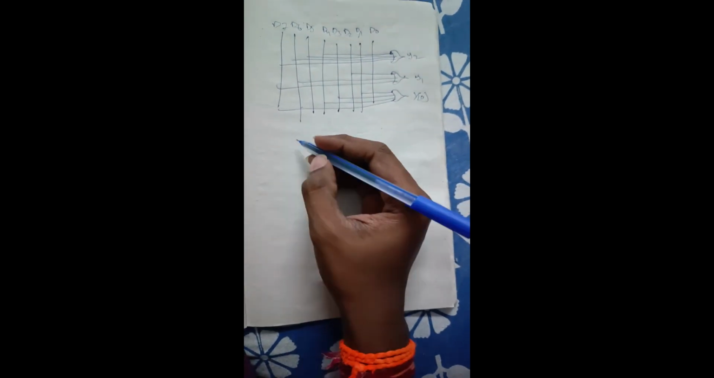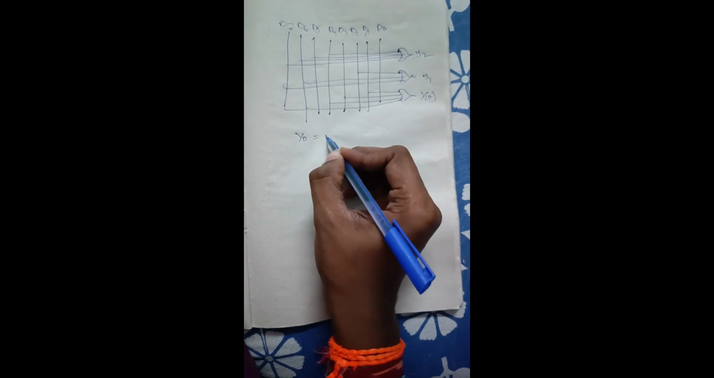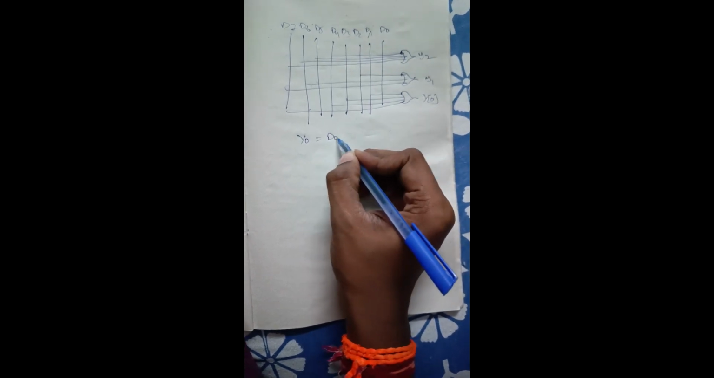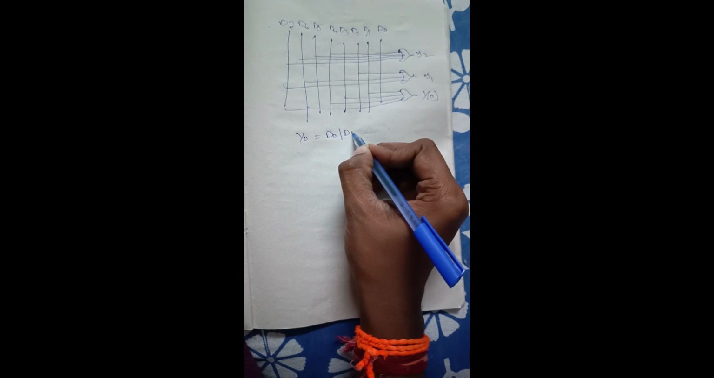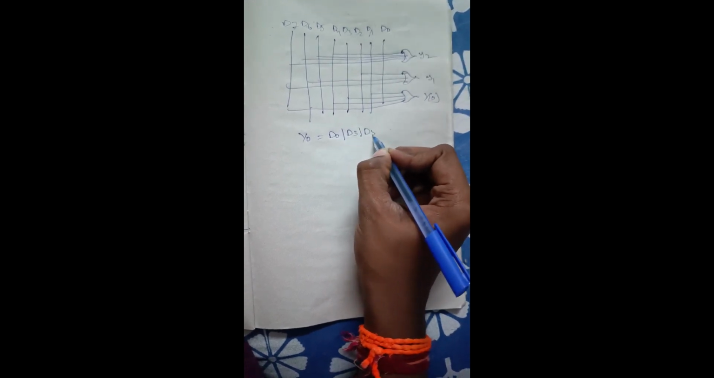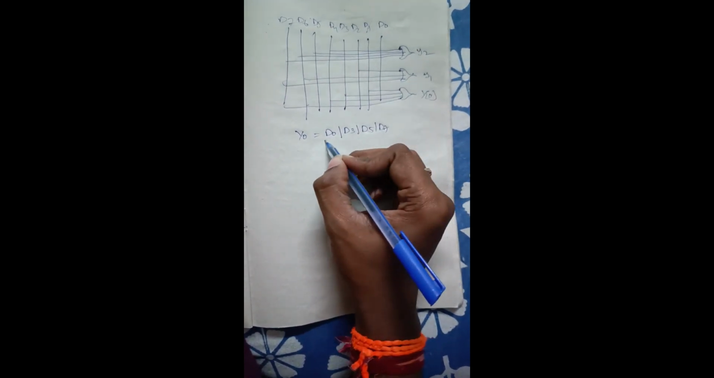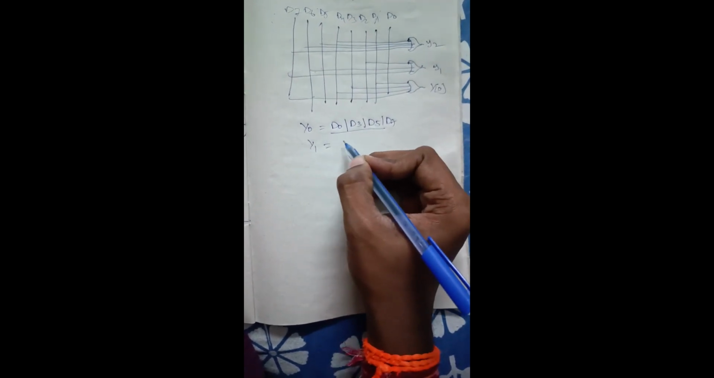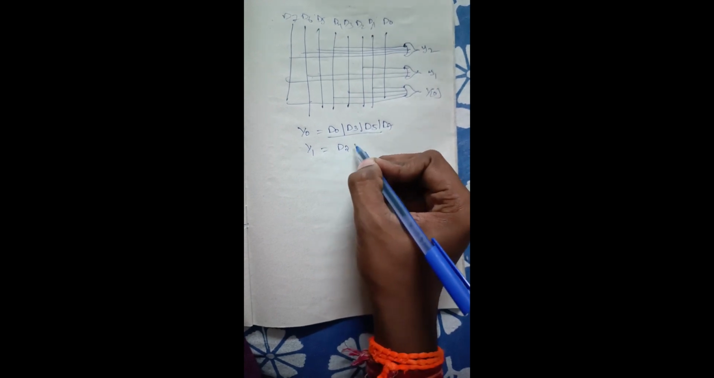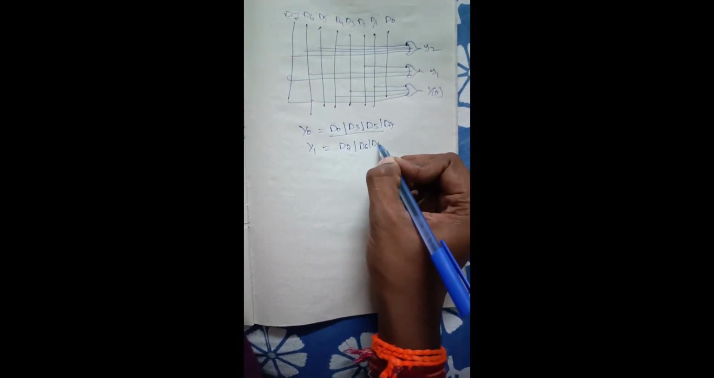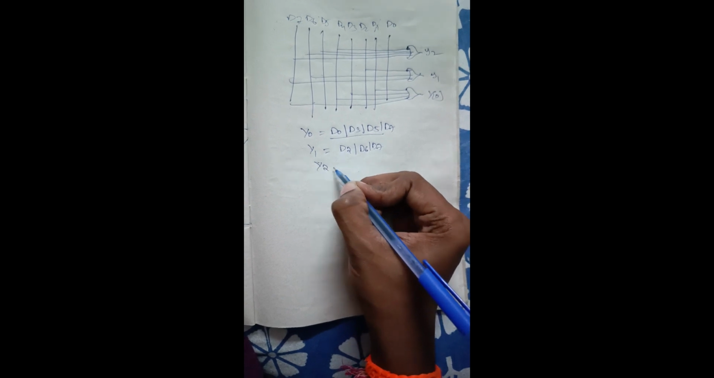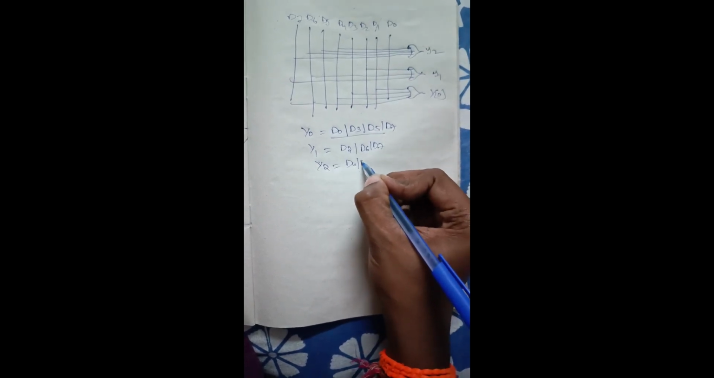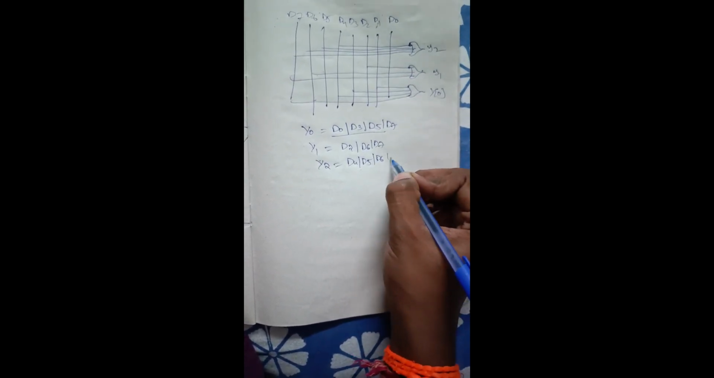So let us write the expressions for this. For Y0 what is the expression? D1 or D3 or D5 or D7. Between these bits the OR operation will be done. For Y1 what will be there? D2, D3, D6 and D7. And for Y2, D4, D5, D6 and D7. These are the logic expressions for designing the encoder.